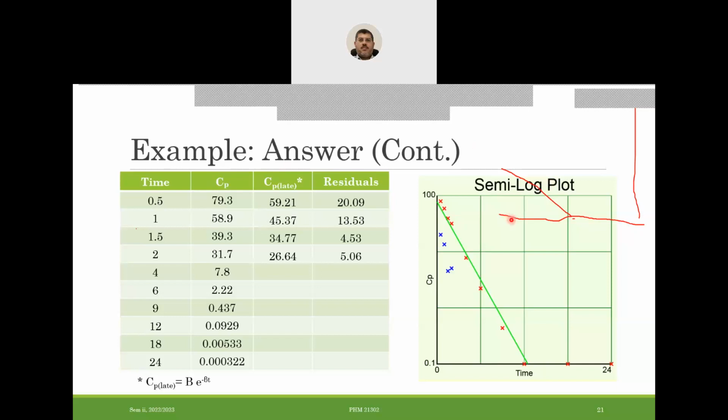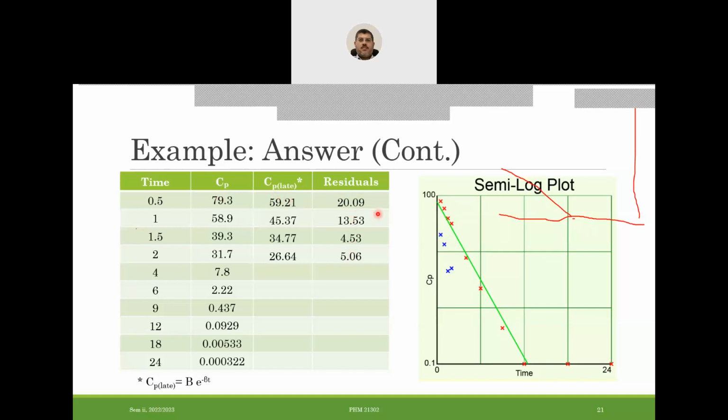At 0.5 hours, the value of CP was this value, but in CP late, the extrapolated part, it was a lower value. I put the value. Same at 1 hour. I check how much the value of y is on the back extrapolated line and put it in the table. And I calculate the residuals. Residual is the difference between them: CP minus CP late. How much?